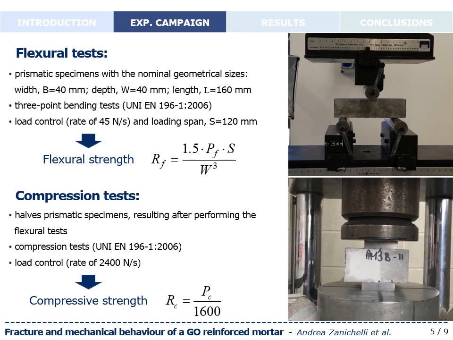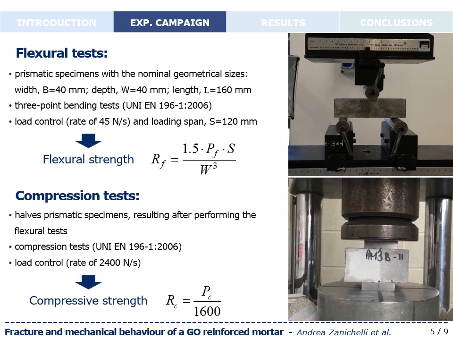Then, the flexural strength, the compressive strength, and the fracture toughness of both plain and GO-reinforced mortar specimens were experimentally investigated after 28 days of curing. Firstly, 3 prismatic specimens with the nominal geometrical sizes reported here have been subjected to 3-point bending tests in order to determine the flexural strength. The tests were carried out under load control, and each specimen was monotonically loaded up to failure. The flexural strength, Rf, has been computed as a function of the experimental value of the peak load, Pf, according to the present equation.